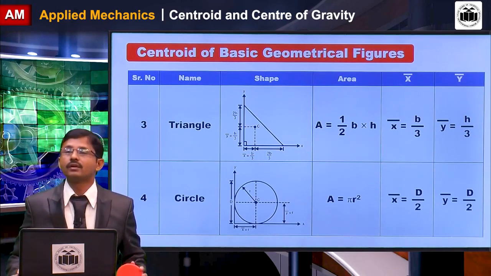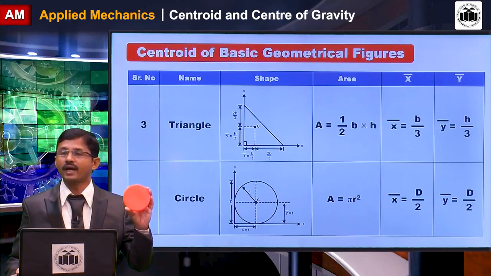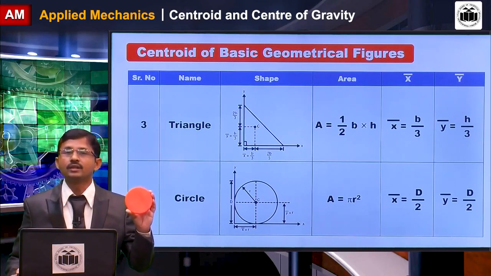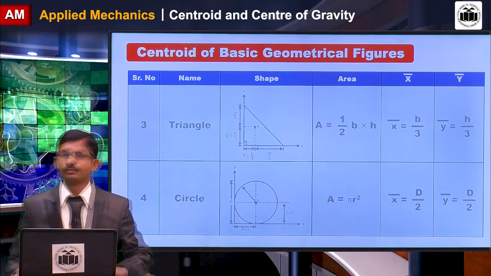Then the next important figure is a circle. The area of this circle is pi r square, and you can calculate the X bar and Y bar. It is symmetrical about both the axes, hence its value is D by 2, where D is the diameter of the circle.